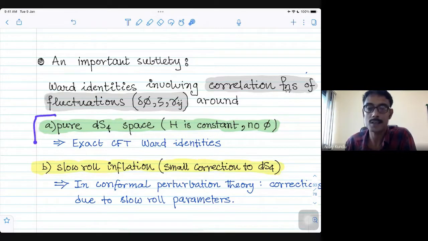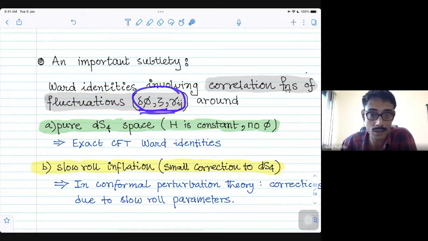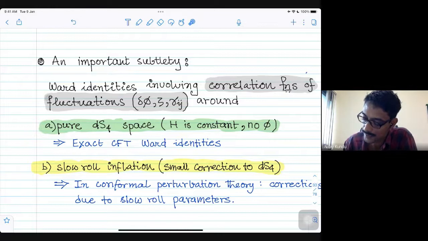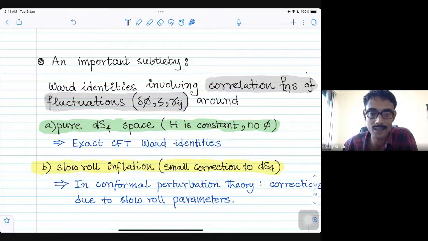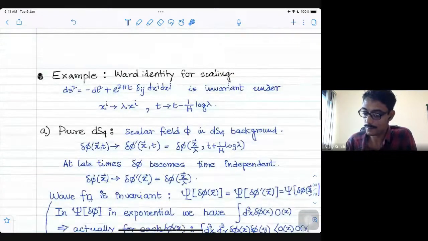On top of this background, there are fluctuations, and we are effectively looking at these fluctuations. If we are looking at these fluctuations in exact de Sitter space, then this is just doing quantum field theory in a de Sitter background. But if I am looking at these fluctuations in the slow roll inflationary background, then I am really doing cosmology, or inflationary correlation functions.